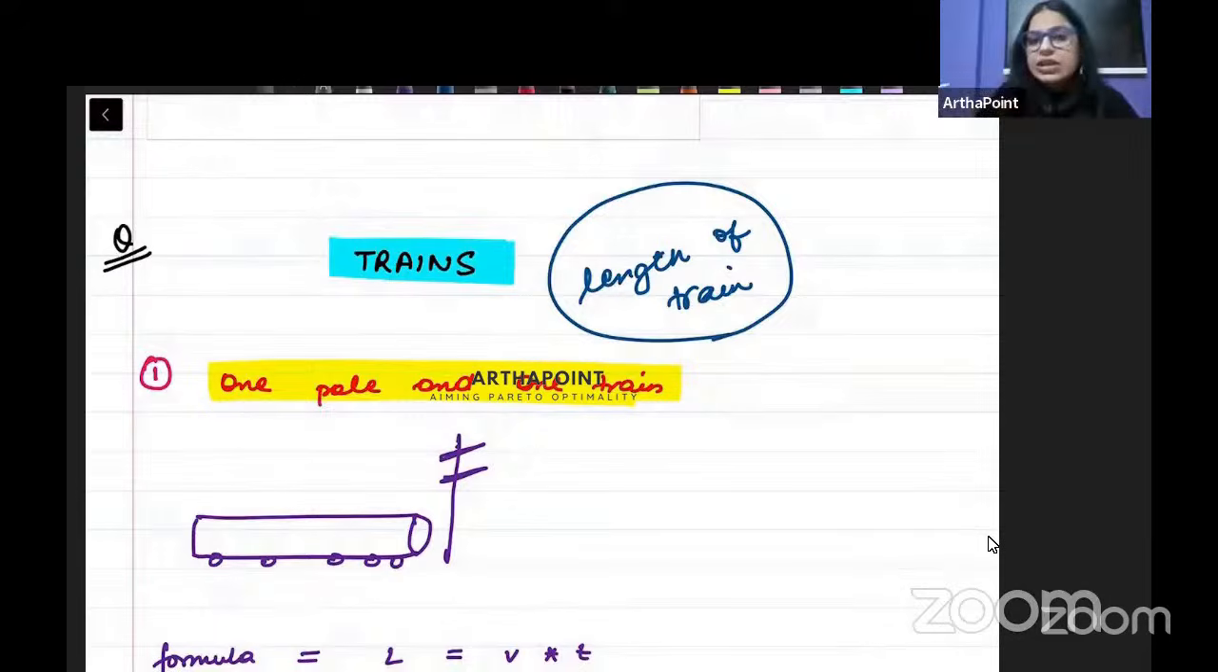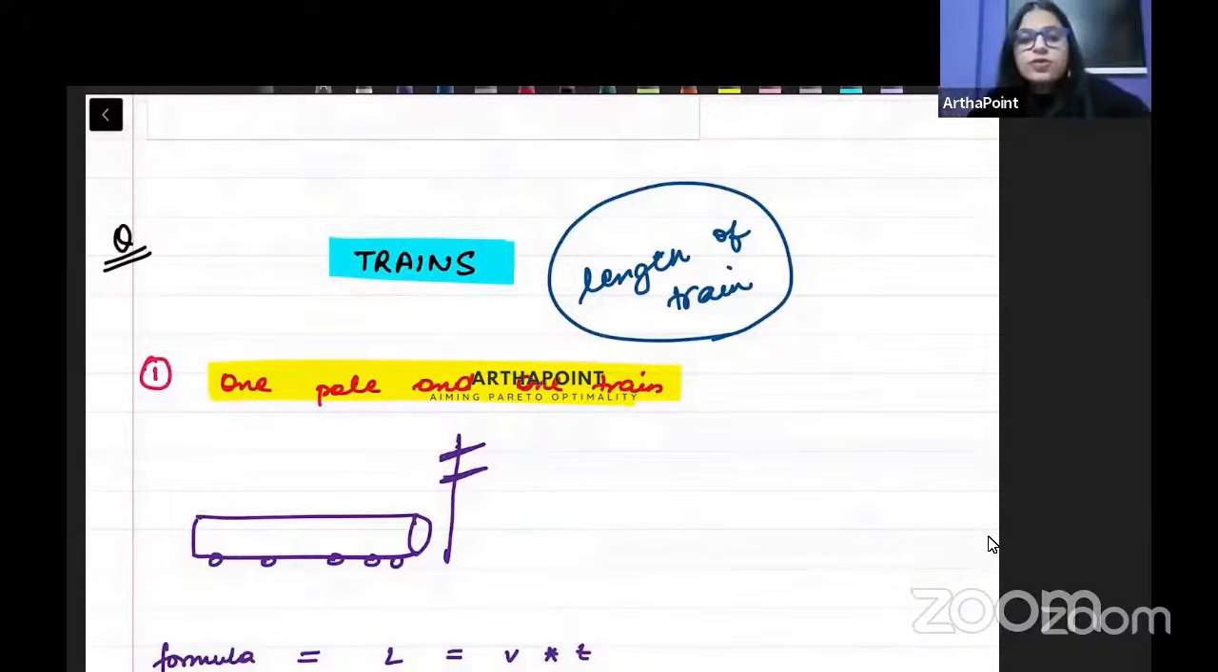Or there is a train which will go ahead and cross a still person. Find the length of the train. Or there are 2 trains moving in the opposite direction. Find the length of the trains. Or find the speed of the trains when they will cross each other. Or there are 2 trains moving in the same direction. When will they cross each other? Something like that.